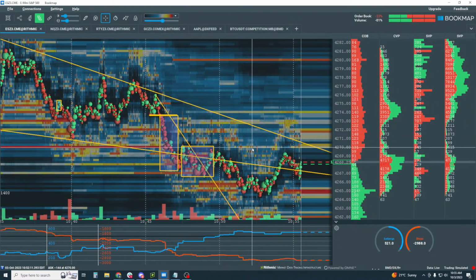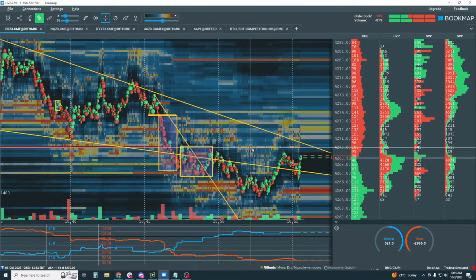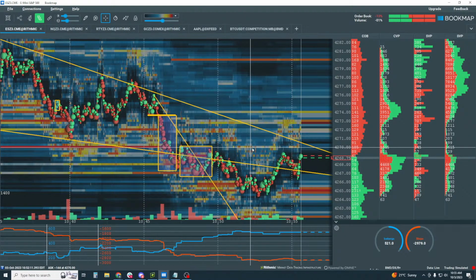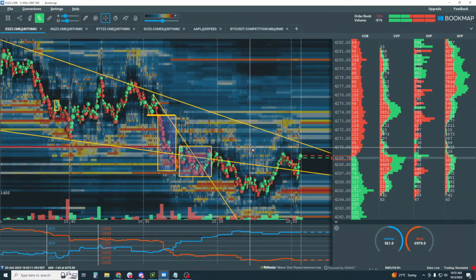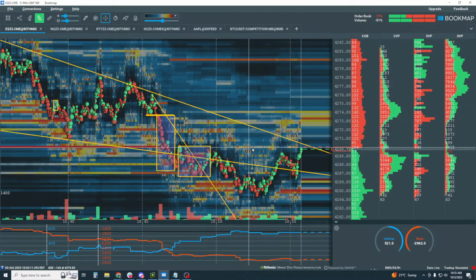Now you don't want to overtrade, and you don't want to be shaken out of certain trades, but you don't want to give profit back either. So these are the things to watch and look for to optimize your trading.